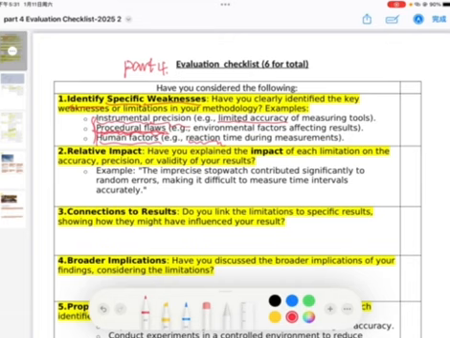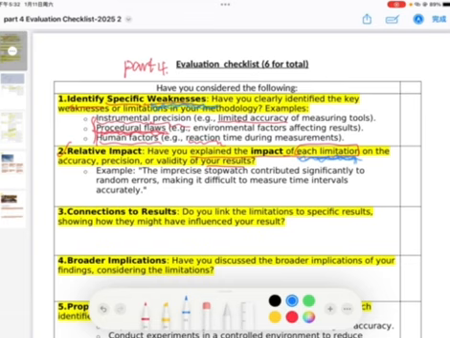Now the second part, number 2, is relative impact. Have you explained the impact of each limitation on the accuracy, precision, or validity of your data? So over here we actually need to know the difference between limitation and weakness. Weakness is something that you did not do very well and that you can improve and need to pay attention to next time, right? But limitation is something that is kind of due to the flaw of the system.